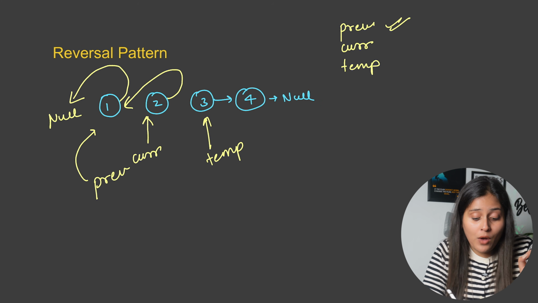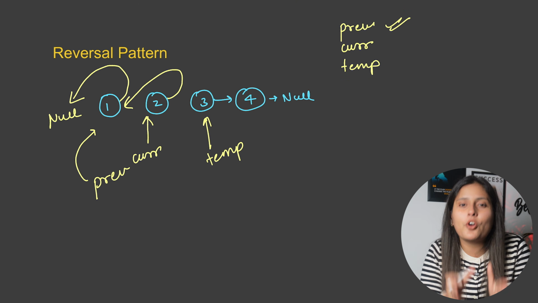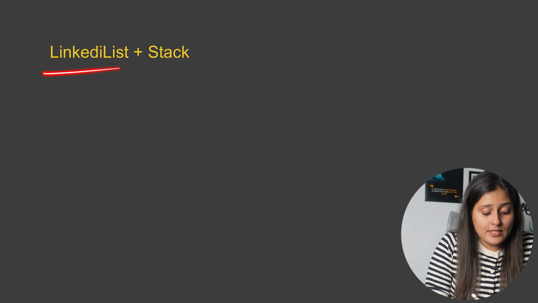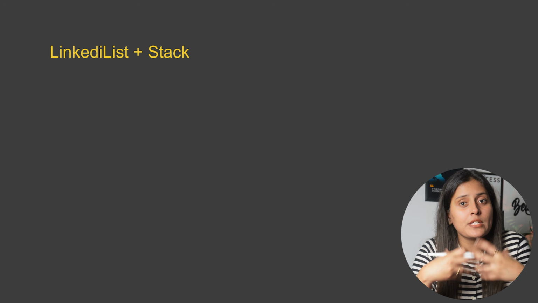And trust me, when you know how to reverse the linked list using 3 pointers, you don't need to learn the code, you just need to understand and learn the pattern here. Now the next pattern is linked list plus a stack. So when we already have the linked list data structure, then why are we using a stack here?